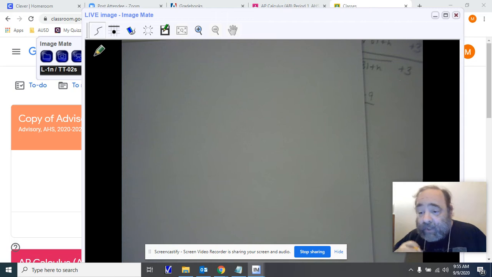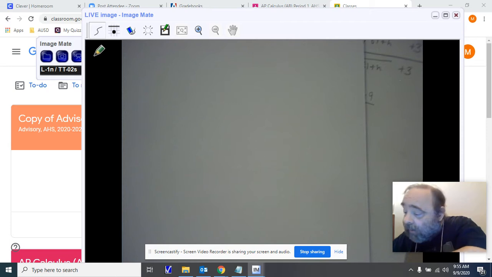Now, when we're talking about continuous functions, we're saying that a continuous function has a value everywhere. And there are other conditions. In fact, the three conditions are as follows.